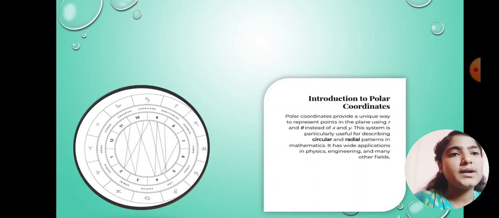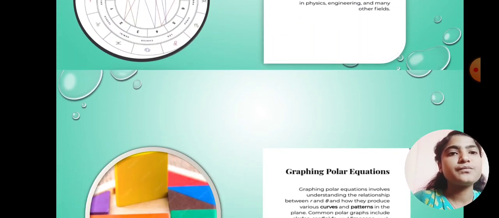The system is particularly useful for describing circular and radial patterns in mathematics. It is useful for describing circular and radial patterns. It has wide applications in physics, engineering, and many other fields also.